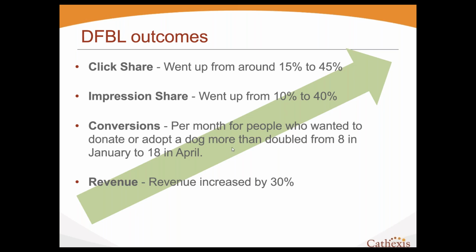And then the conversions, in terms of people who donated or adopted a dog, more than doubled from 8 per month up to 18 per month by the time that we were done optimizing this campaign. And then there was also a revenue increase of 30%. So really substantially positive improvements we were able to have with that campaign.